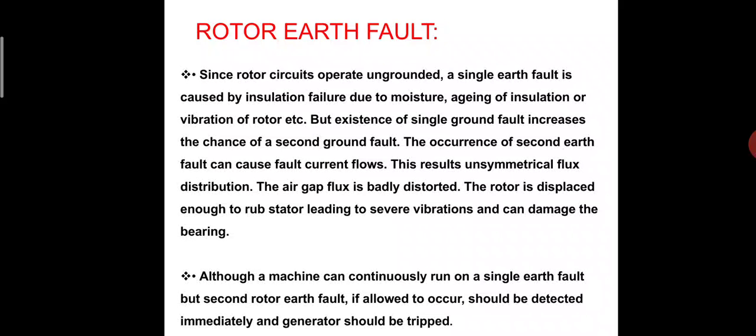Although a machine can continuously run on a single earth fault, a second rotor earth fault, if allowed to occur, should be detected immediately and the generator should be tripped.